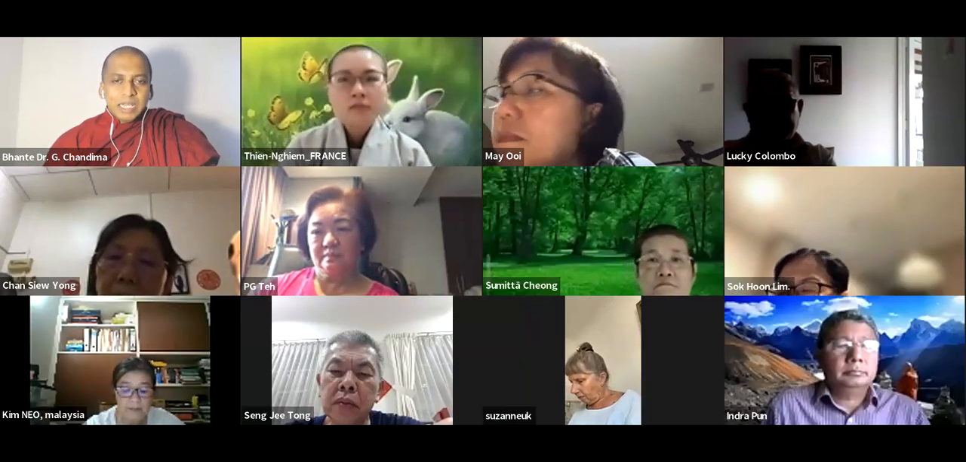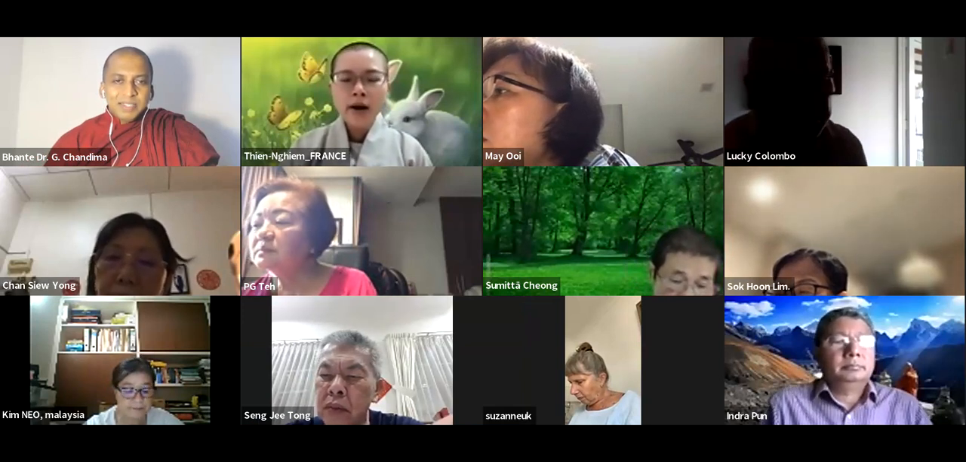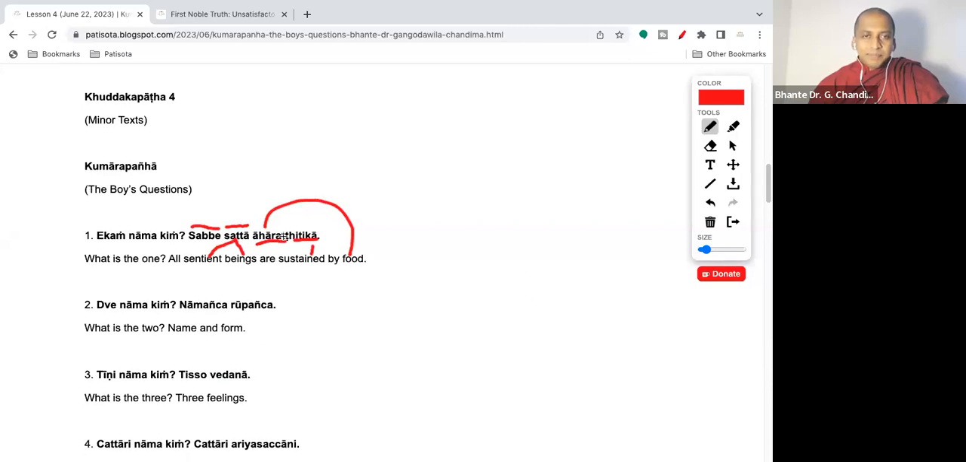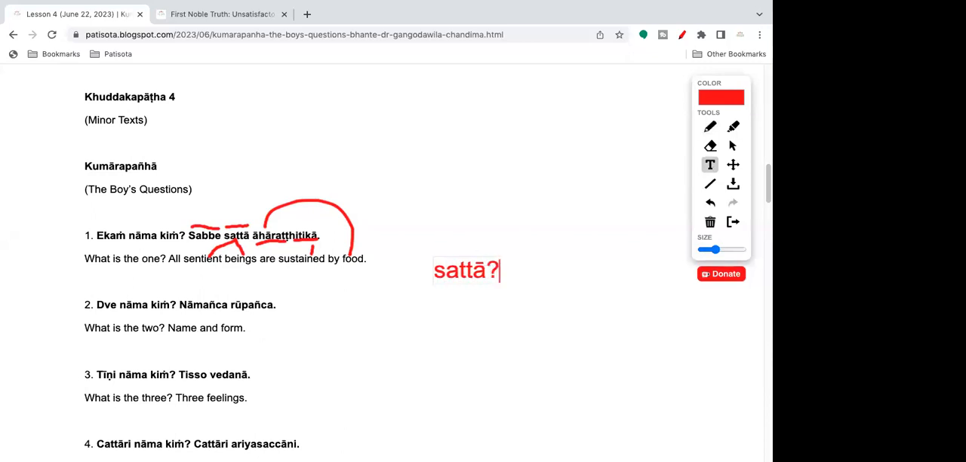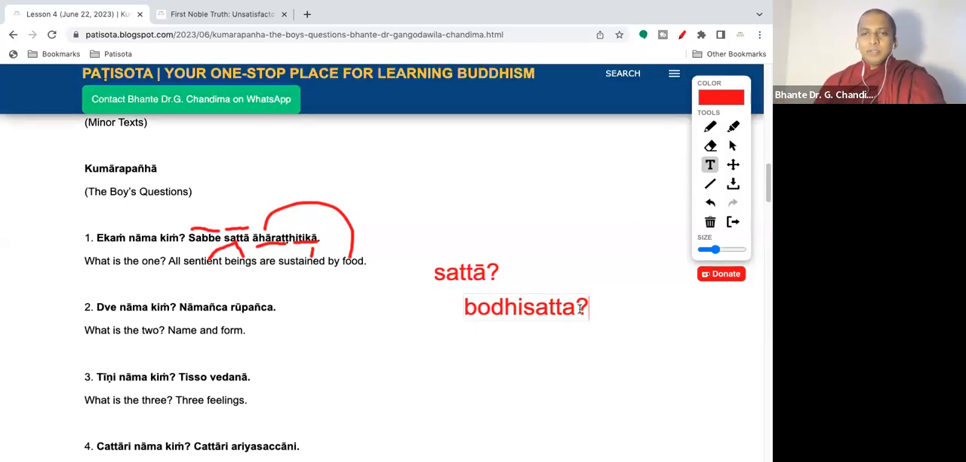Sabbe satta ahara thitika. So that means all sentient beings. Satta. What is this word? Have you ever heard any other terms for satta? Sabbe satta bhavantu. Sabbe satta. This also appears in the chanting book. But other places? Give me some other examples. Have you ever heard this word? Bodhisatta.